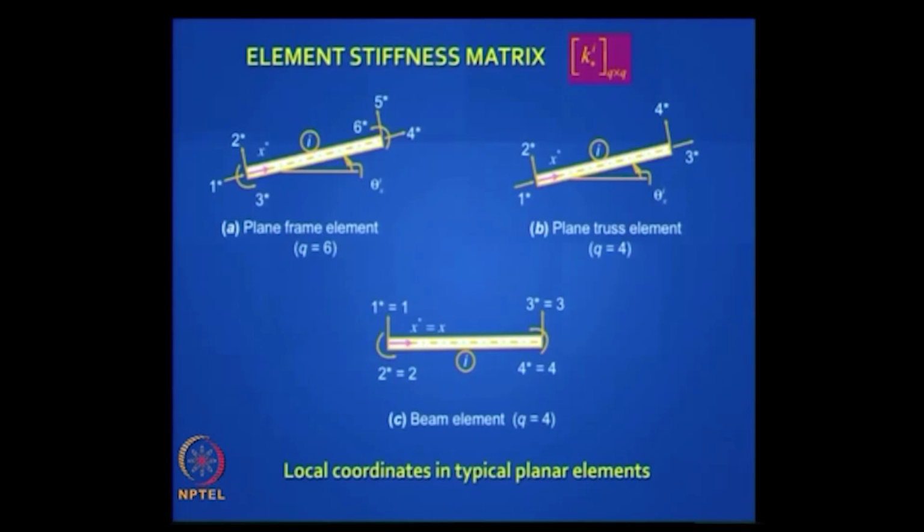And a beam element, we assume that actually does not move axially, so you have only a translation, a deflection and a rotation, 4 degrees of freedom. Got it? 1, 2, 3, 4. We will keep looking at these 3 elements again and again. Okay. Obviously the plane frame is the most generic because it is a combination of the beam and the truss. Okay.